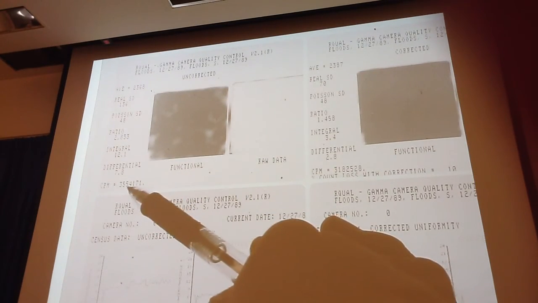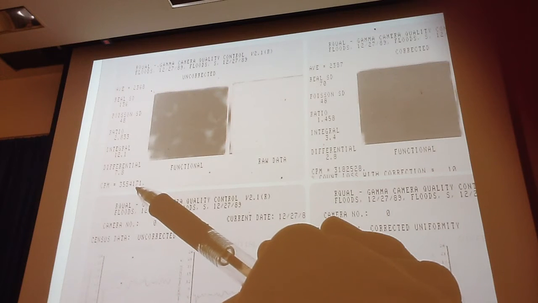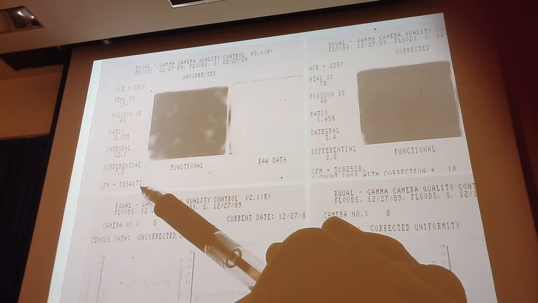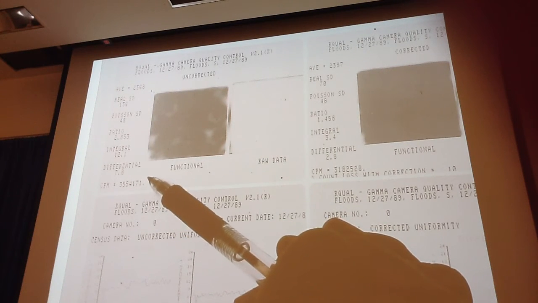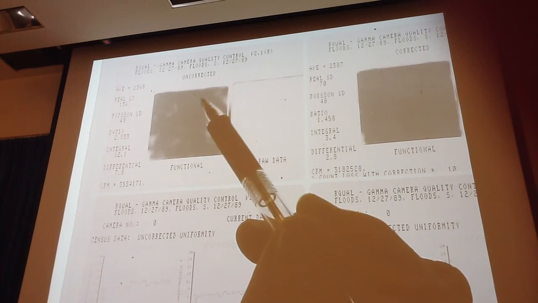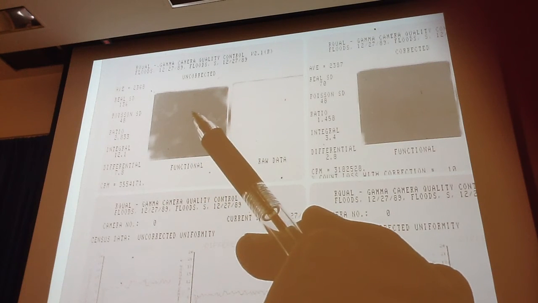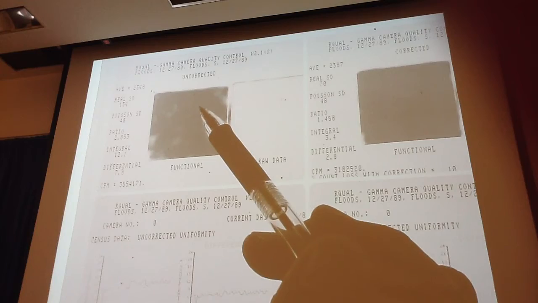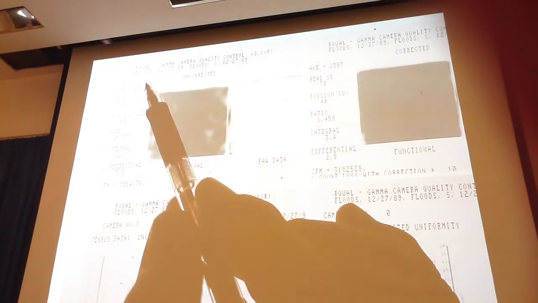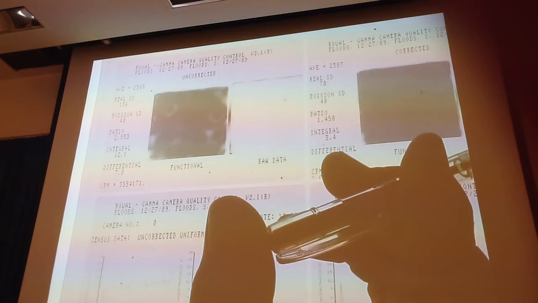So this is 33,554,171. On your daily floods, you need to make sure that you achieve that 5% error for two standard deviations. So you need to look at the average number of counts and determine that you've acquired that many.